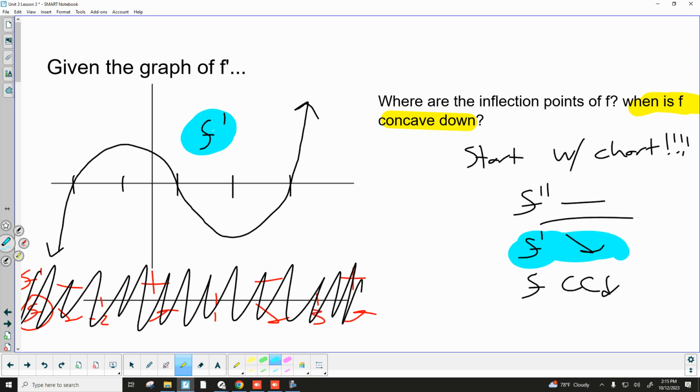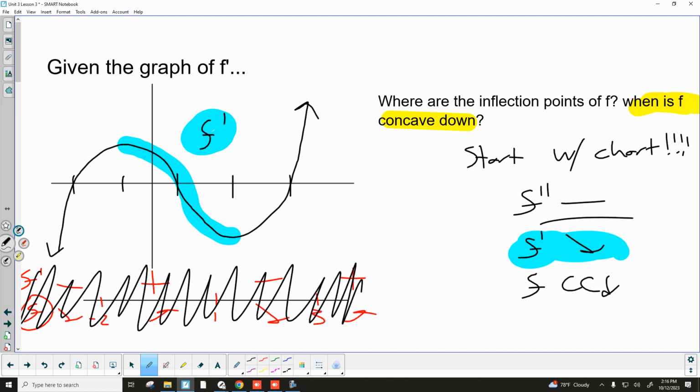Remember Unit 2 when you had F and I asked you to sketch F prime? What did you do? We looked at the slopes. Well, this is F prime. We can look at the slopes of F prime because the slopes of F prime give you F double prime. Oh, these slopes are positive slopes, zero slope, negative slopes, zero slope, positive slope.